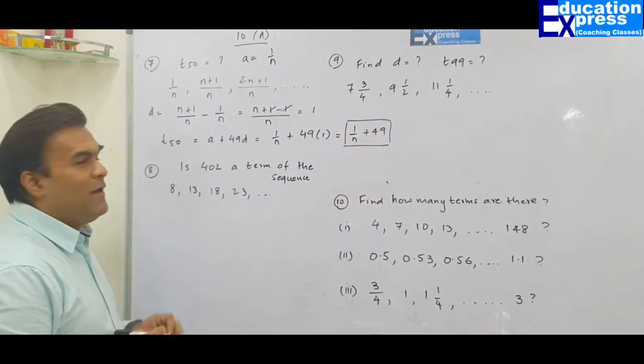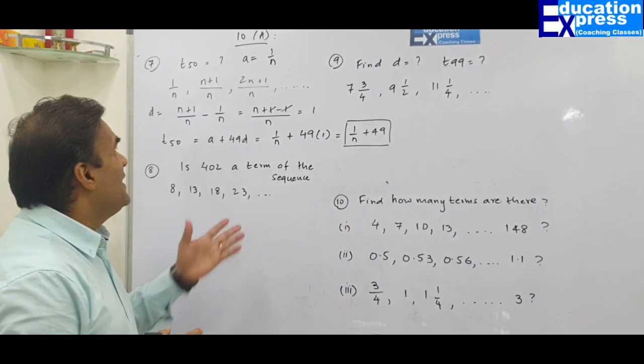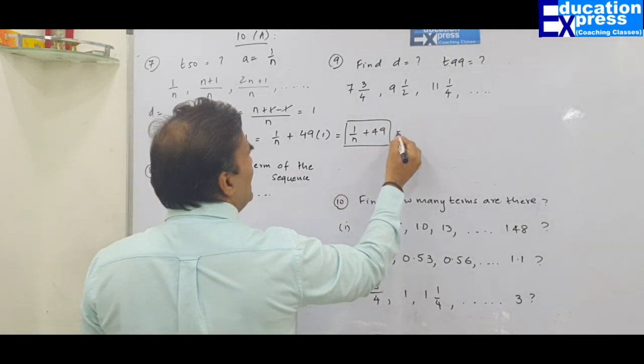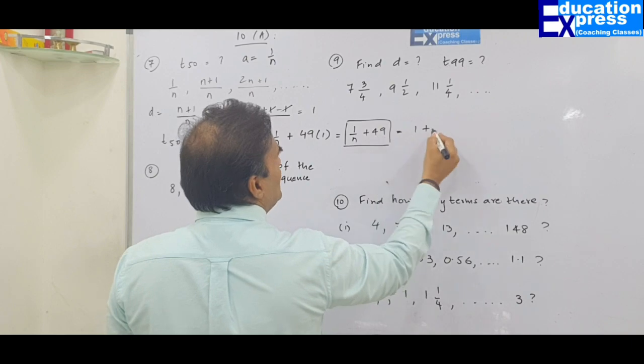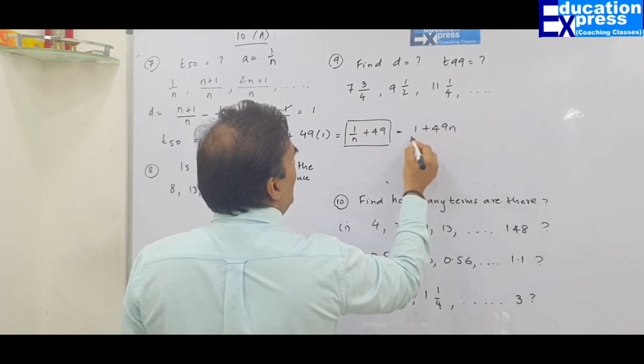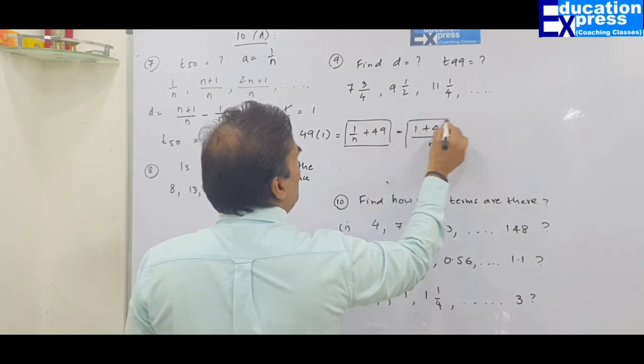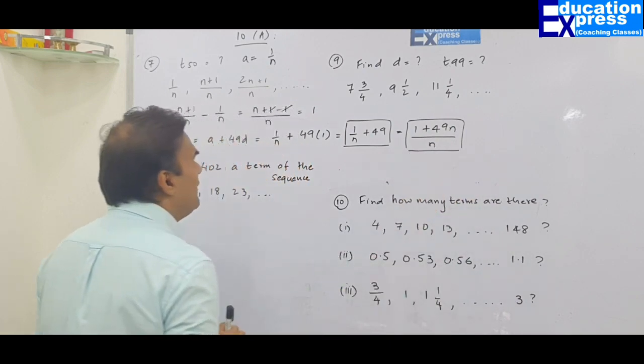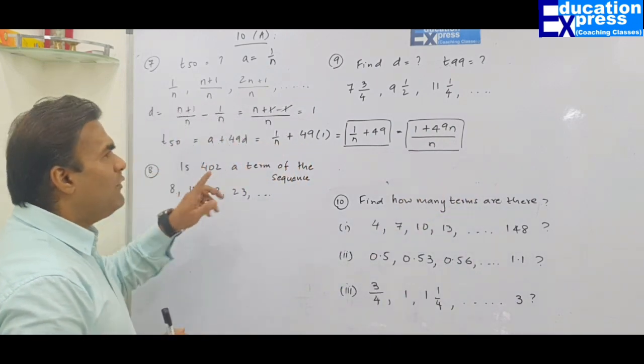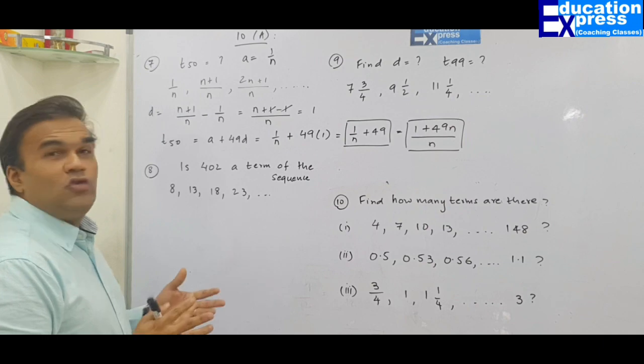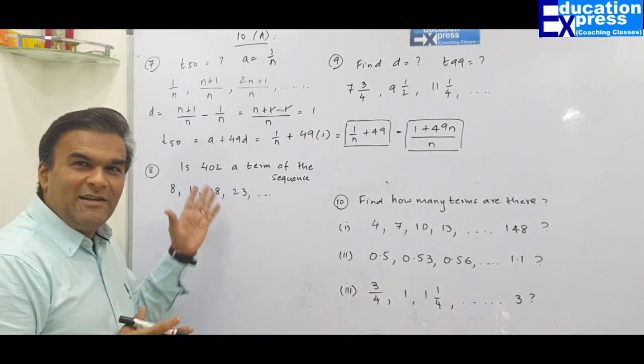I hope this is very well understood. In case you wish, you can take the LCM: 1 plus 49n upon n. That could be an alternative answer. So we found out the value of T50. Superb, man. Amazing. Isn't it simple?